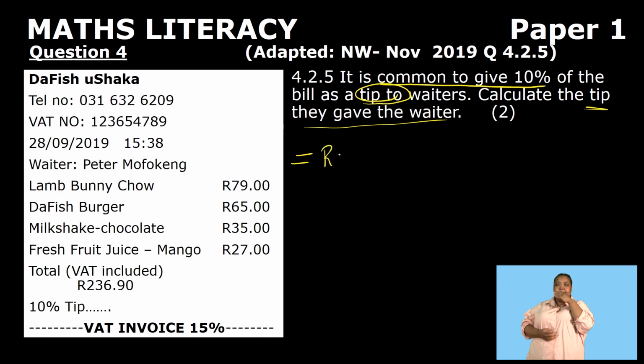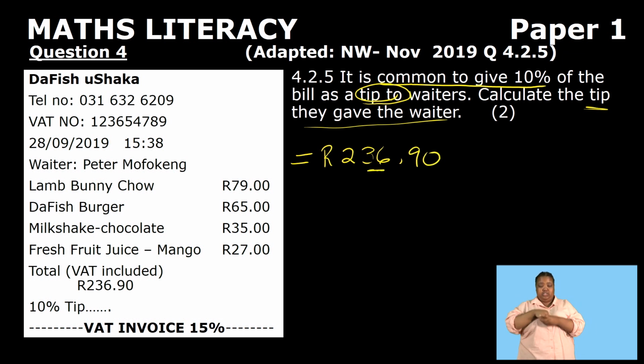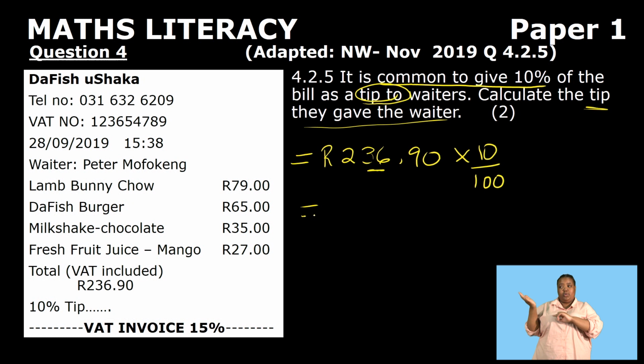So the total amount is 236 rand 90, including VAT. So meaning this is what they'll be paying for the bill. Now, they need to pay the 10% tip to the waiter. So now we are going to calculate the 10% of this amount that will go to the waiter.